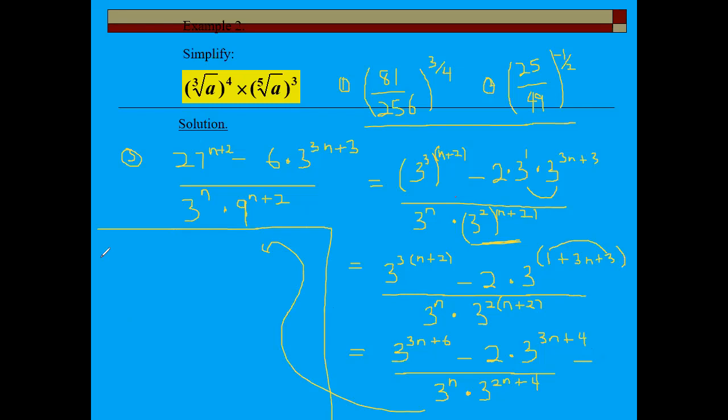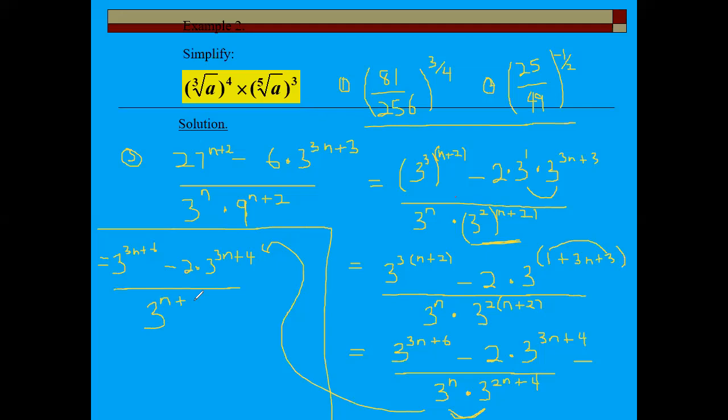Okay, so that is equal to 3 raised to the power 3n plus 6, minus 2 times 3n plus 6 times 3 raised to the power 3n plus 4, all over... We pick the base. Now common base: we take one and we add the exponents.